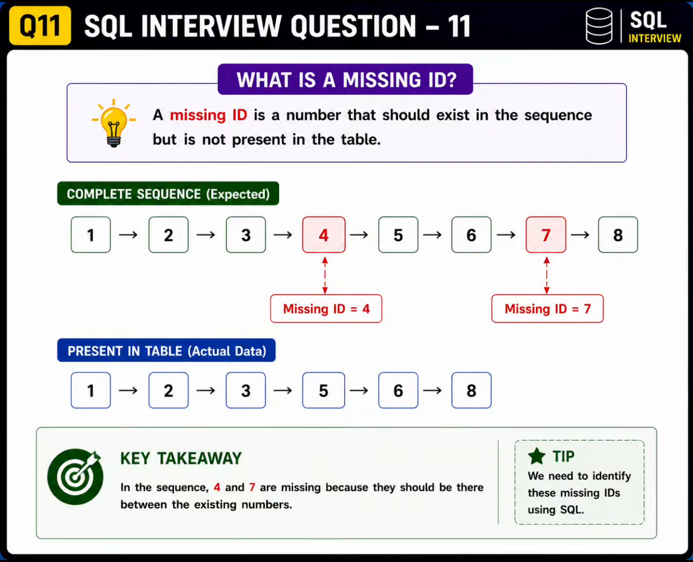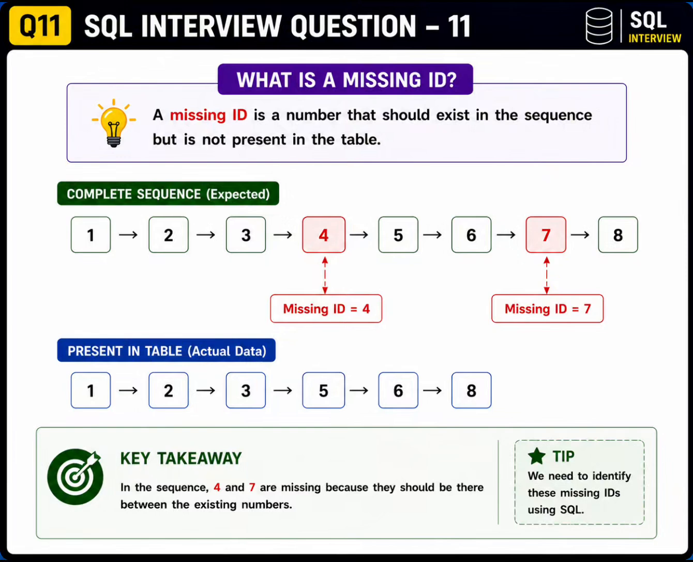So what is a missing ID? A missing ID is a number that should exist in a sequence but is not present in the table. What we expect is 1, 2, 3, 4, 5, 6, 7, 8, but the actual sequence we are seeing is 1, 2, 3, 5, 6, 8. So comparing both sequences, 4 and 7 are missing. These gaps are called missing IDs.